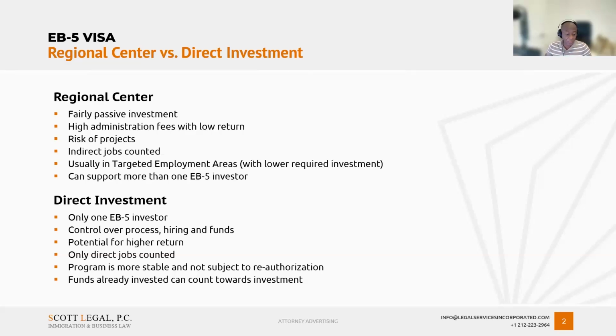Both programs have a lot of fundamental similarities. There are some differences, but they have fundamental similarities in the sense that they both lead to a green card, and they both have the same investment requirements, and they both have the requirement to create jobs.